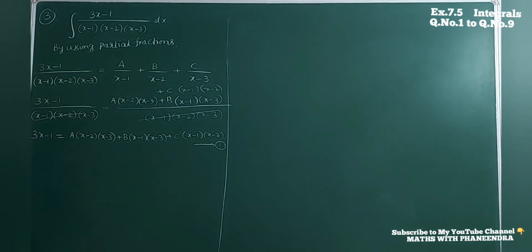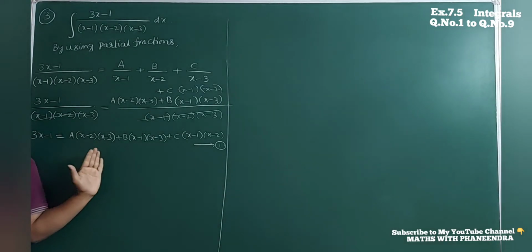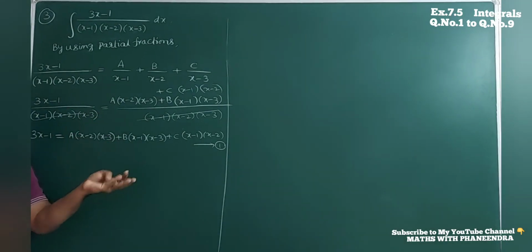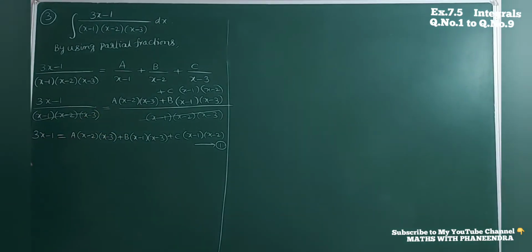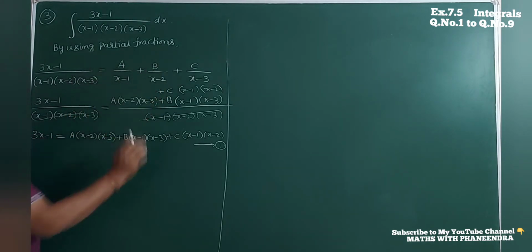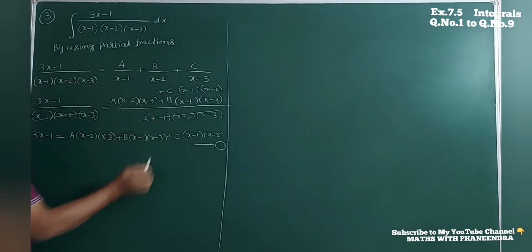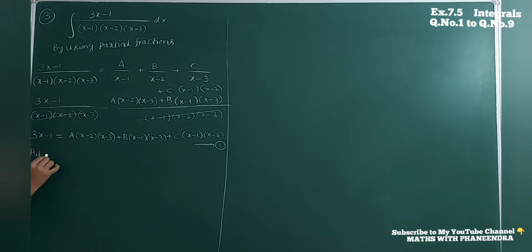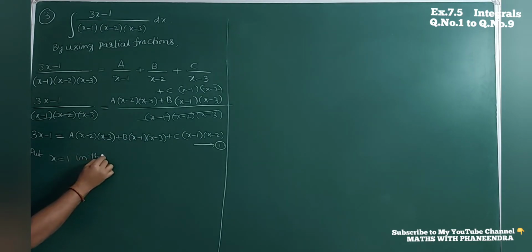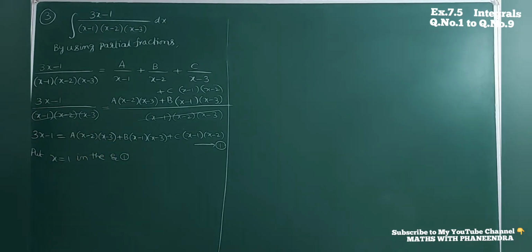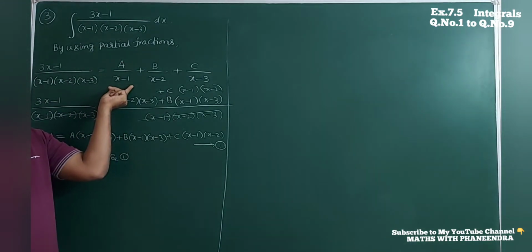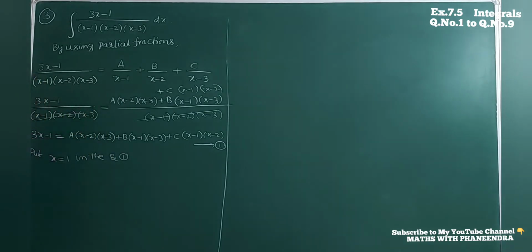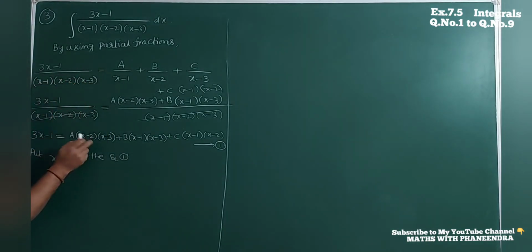Generally, what we do is actual multiplication and compare both sides: x square coefficient, x coefficient, and constant terms. But here, to get the A, B, C values, we use the linear factors. Put x minus 1 equal to 0, meaning x is equal to 1, in equation 1. Why x equal to 1 only? To get the value of A, the denominator is x minus 1, and that we equate to 0. So x equal to 1, substitute in equation 1.